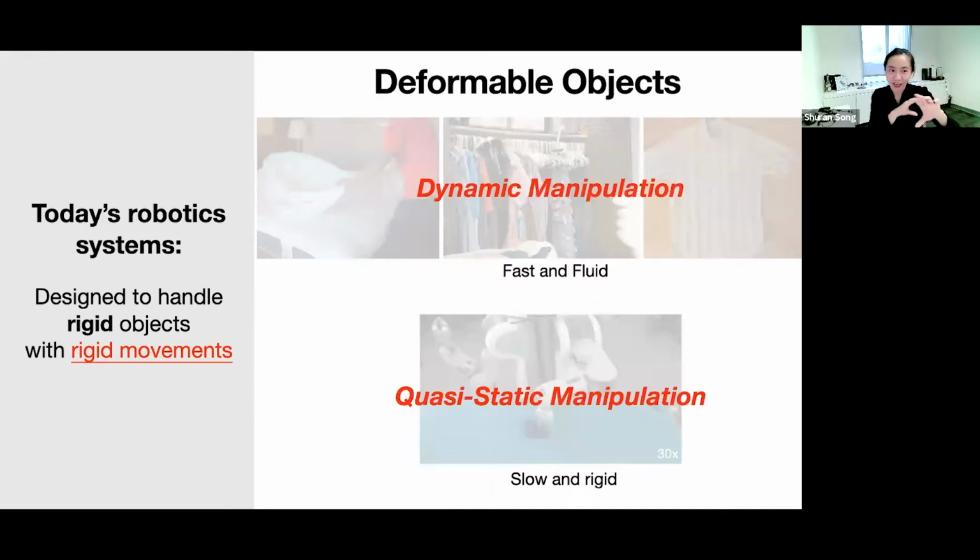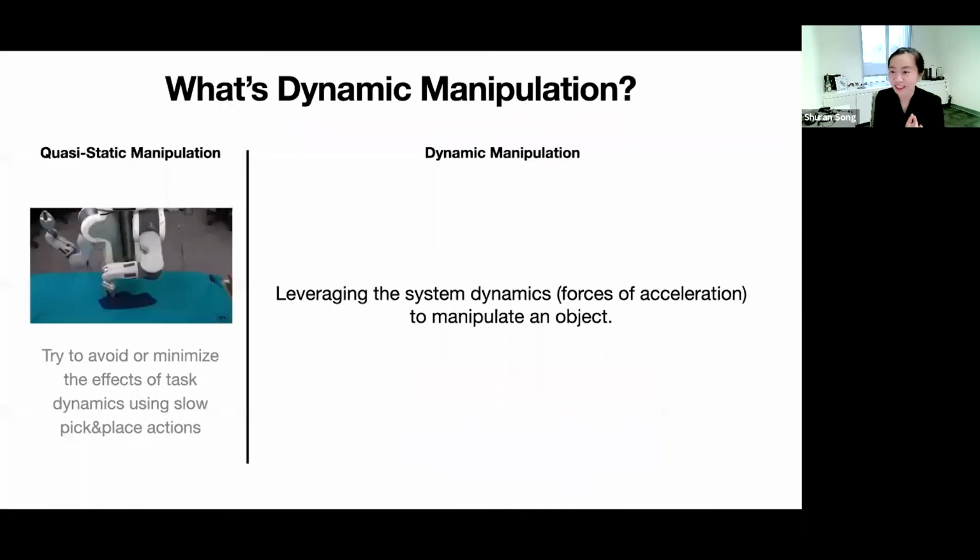Formally, we can categorize these two types of manipulation strategies as dynamic manipulation and quasi-static manipulation. The difference is that in quasi-static manipulation, the system will always try its best to avoid the task dynamics by using slow movement, right? Basically, that assumes the whole system is static as soon as the robot stops moving. On the other hand, dynamic manipulation will try to embrace and leverage those dynamics in order to manipulate the object efficiently. And when used properly, it can significantly improve the system's efficiency and expand its reach range.